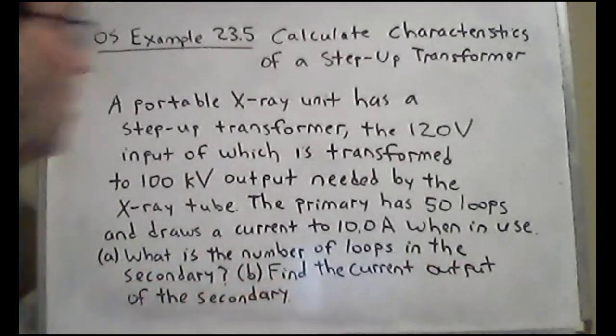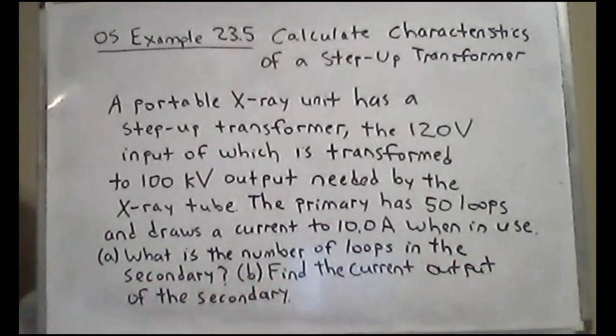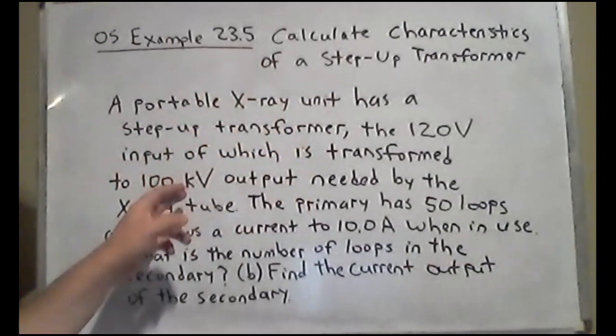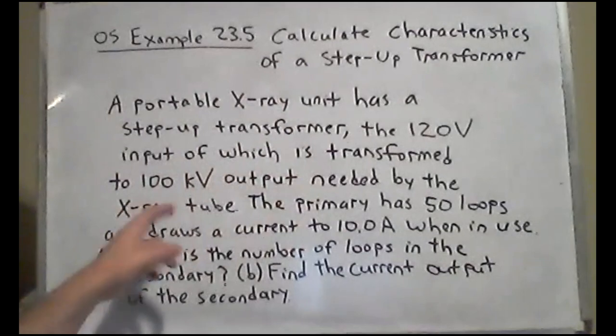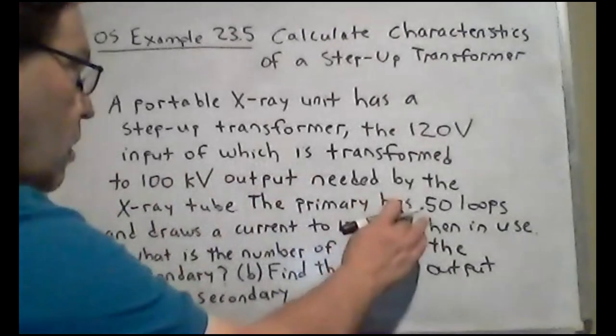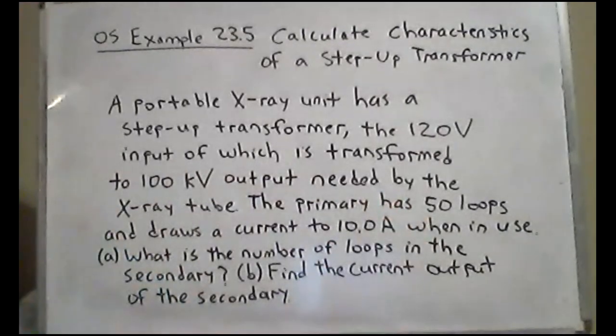Okay, so step-up transformer. A portable X-ray unit has a step-up transformer. So 120 volts, that's your V sub P coming out of the wall, the primary. Input of which is transformed to 100 kilovolts, that's your V sub S of the secondary. Output needed by the X-ray tube. The primary has 50 loops, that's your N sub P, and draws a current of 10 amperes, that's your I sub P when in use. A, what is the number of loops in the secondary, your N sub S? And then B, find the current output at the secondary, that's your I sub S. All right, so that's what it's looking for.